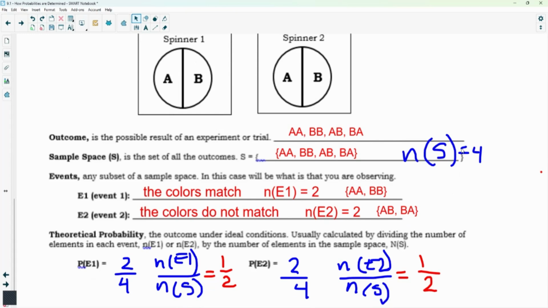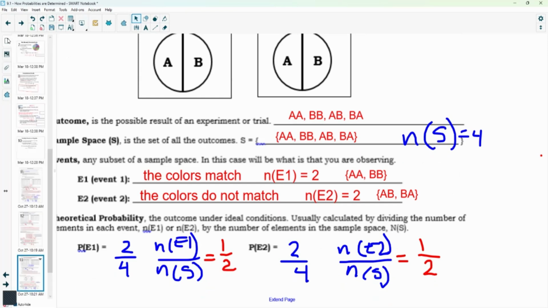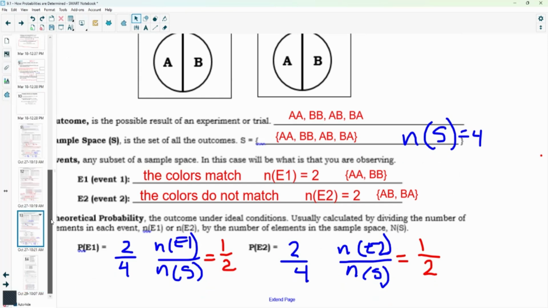So as you see, the sample space has a total of 4 elements. The colors match, that means AA and BB, has 2 elements. The colors do not match, that's AB or BA, and that's also 2 elements. So as you see, once you reduce, you're going to have the same 1/2.